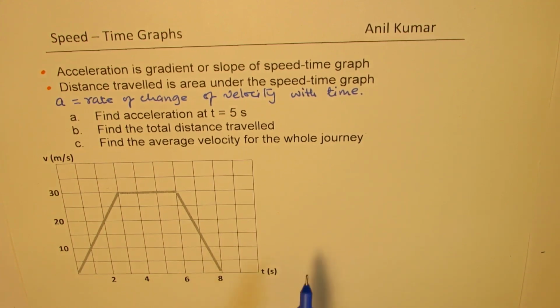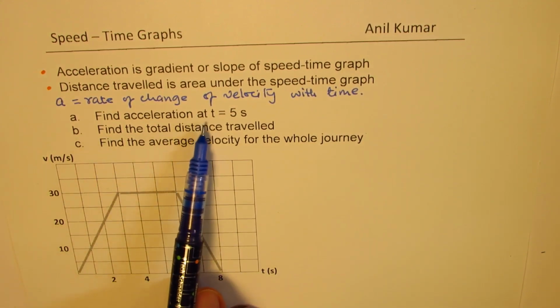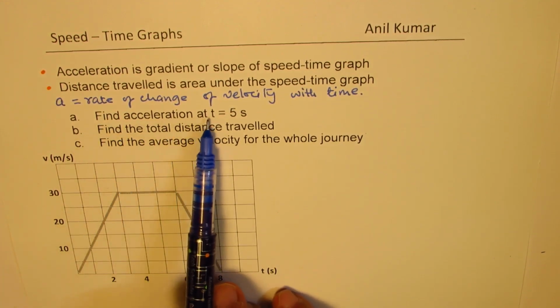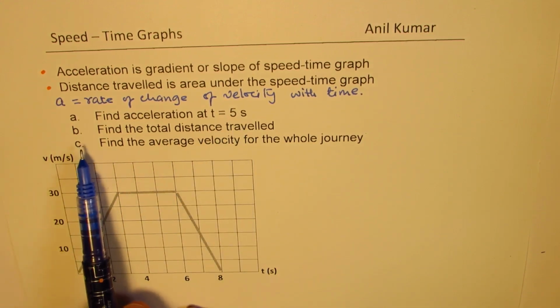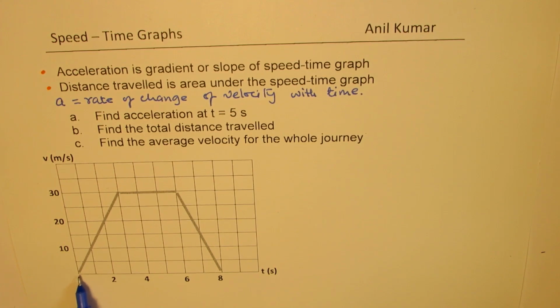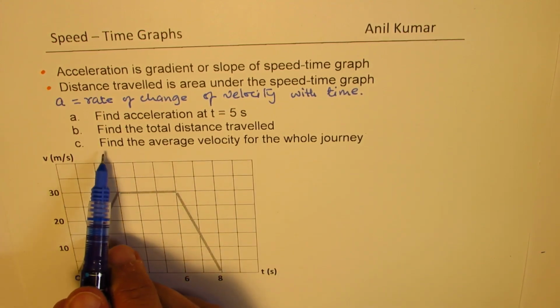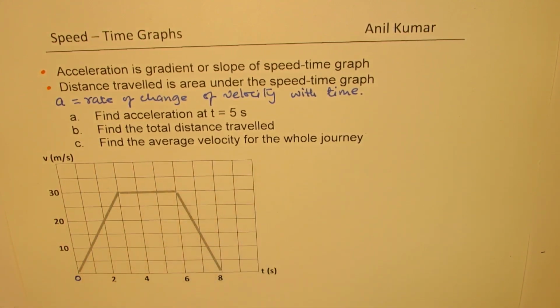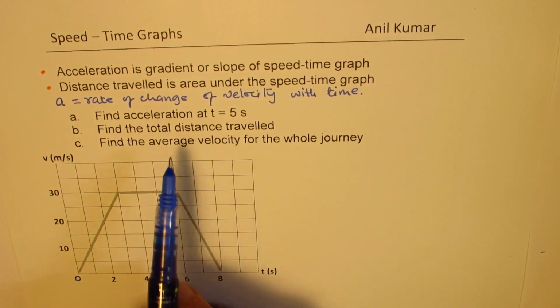Now the question for you is, find the acceleration at t equals 5 seconds. This is with respect to the diagram given to us. Velocity is in meters per second, time is in seconds. So part A is find acceleration at t equals 5 seconds, and B is find total distance traveled. That means from 0 to 8 seconds, correct? And the third question here is part C, find the average velocity for the whole journey. So let's begin answering them.